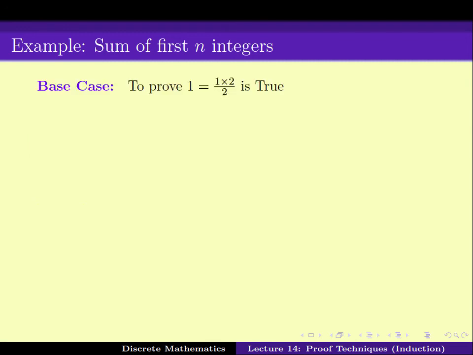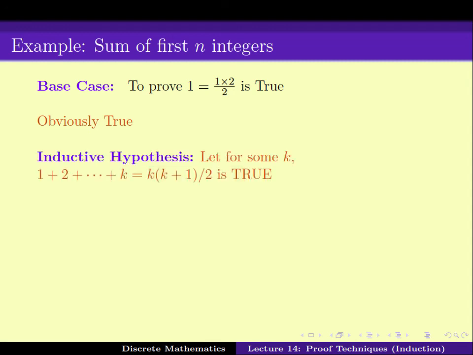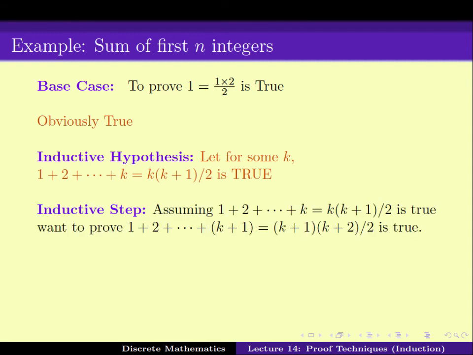So let's do the first step, to prove that the base case is true. Now, as you can see, this particular case is very obvious here, because 1 into 2 by 2 is actually 1, which is obviously true. Okay, so the induction hypothesis is: let for some k, the sum of the first k integers be k into k plus 1 by 2. And the inductive step, we know what to do. So now let's try to prove it.